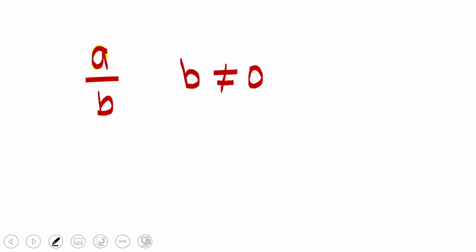You cannot have several parts of a whole, as a fraction is parts of a whole, where there is no whole to draw from, a 0 in the denominator. But any other numbers work in the numerator and denominator. So a over b is a rational number.